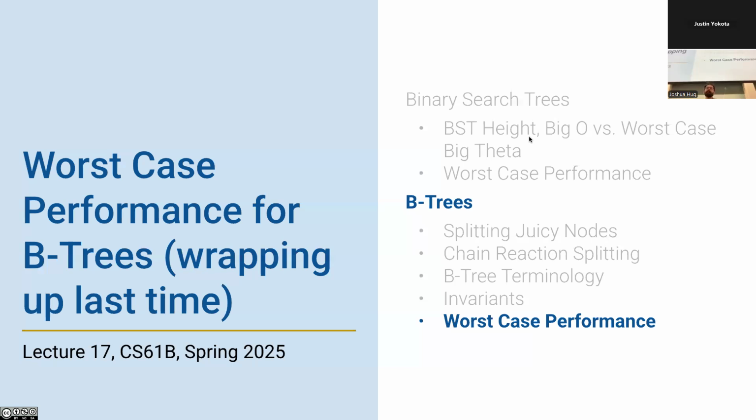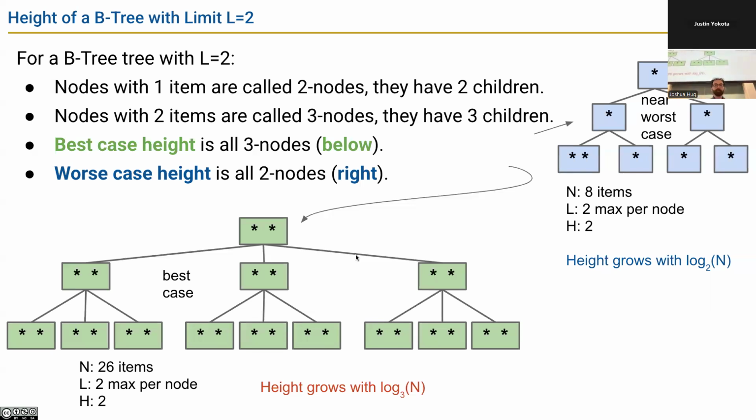So I'm going to start by wrapping up what we did last time and talk about B trees and just summarize the best and worst case for the B tree. Here I'm showing the example where L is 2. That means you can have at most 2 things in each node. There's some annoying terminology with B trees: if you have 1 item, you're called a 2 node because you have 2 children. If you have 2 items, you're called a 3 node because you have 3 children. Lecture has started, by the way.